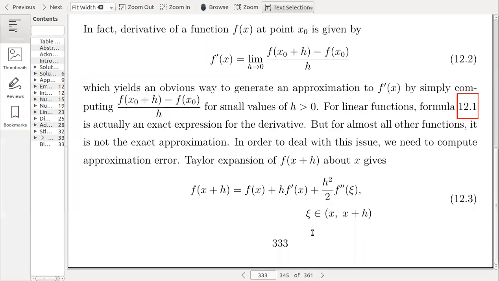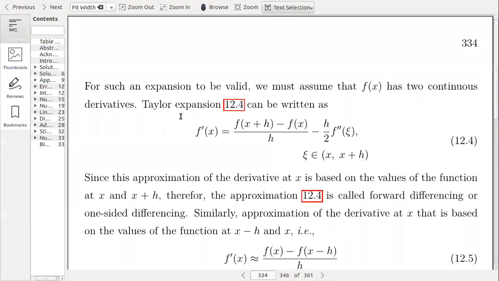So here, to introduce an error term, there exists a number xi in between the values x and x plus h, such that if we take the double derivative of the function and calculate it at the point xi, which belongs to the interval, and multiply by h square over 2, that is actually the error term.